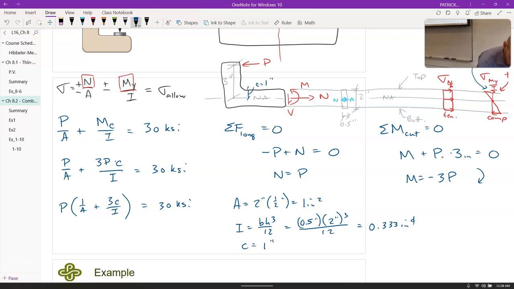So I can plug and solve. P is equal to 30 KSI over 1 over 1 inch squared plus 3 times 1 inch over 0.333 inches to the fourth. And that 3, as far as units, this 3 was inches. So inches squared on top, inches to the fourth, so 1 over inch squared, it's the same units. Divide KSI by 1 over inch squared, we'll get kips. So we solve for that, and we get P is equal to 3 kips.